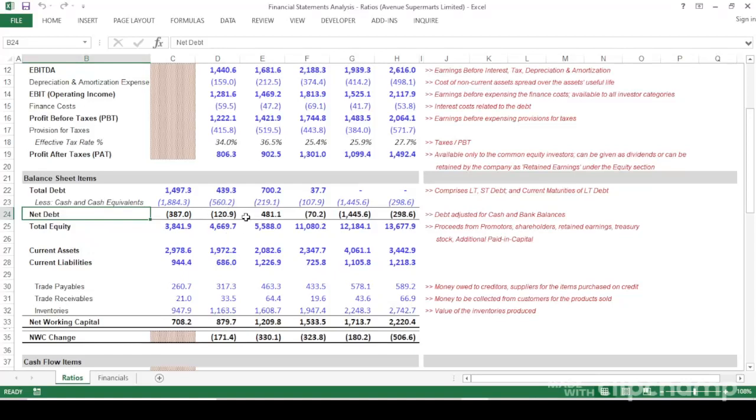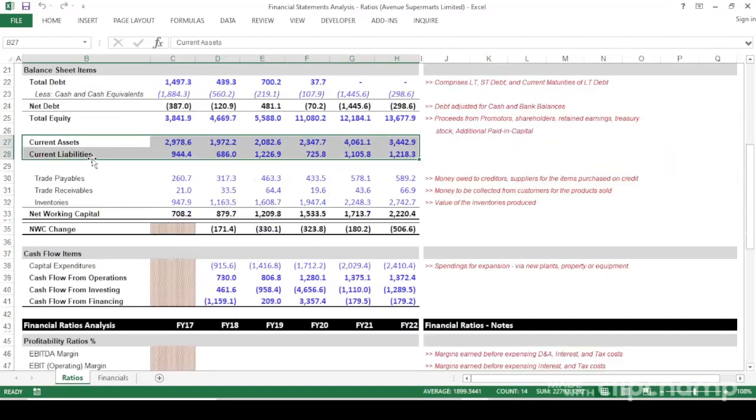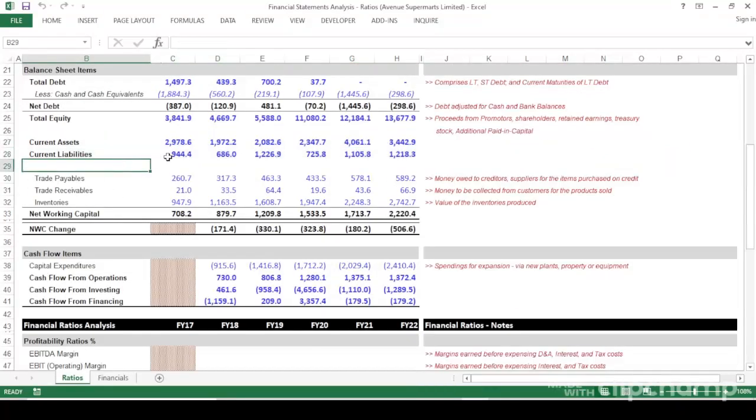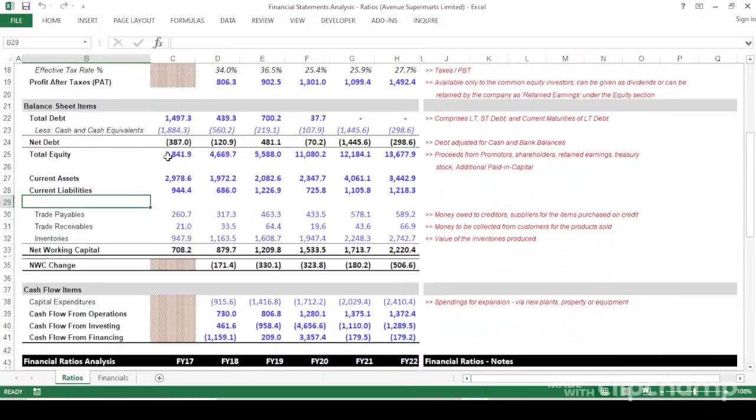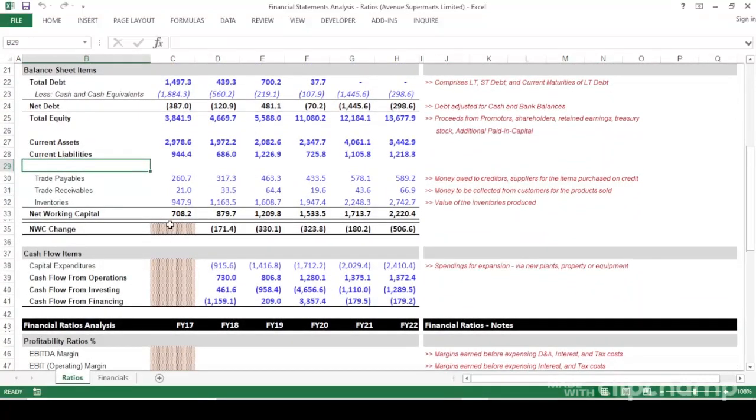If this is negative, it means the company is cash positive, or the cash is greater than what the company has borrowed. And then we also have the total equity. I've also added current assets and liabilities. Whatever I have added here is going to be used in the ratios below. Hence I've added only the select financial data and not the whole financial statements.